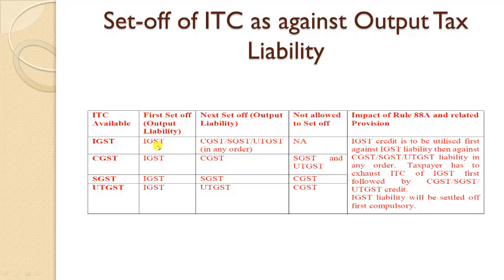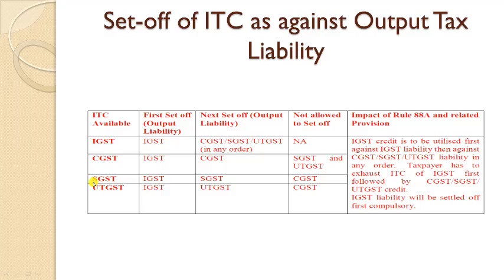There is nothing against which IGST cannot be set off. That in short says that IGST or input tax credit available under IGST can be set off against any type of GST. If ITC is available under CGST, first such amount or such tax credit should be set off against IGST. Next, it should be set off against CGST. Please remember, any input tax credit available under CGST cannot be claimed as deduction or cannot be set off against SGST or UTGST. This is most important for you to remember.